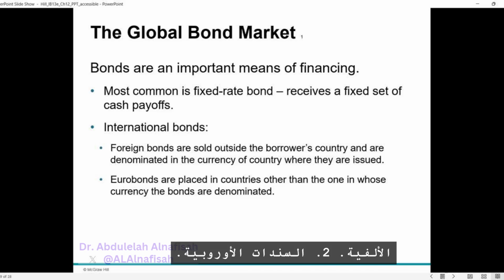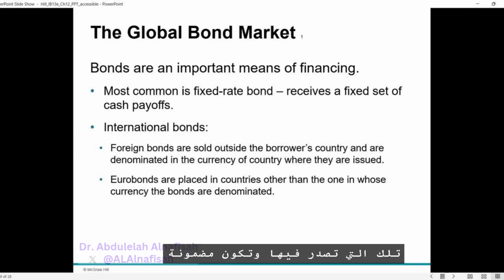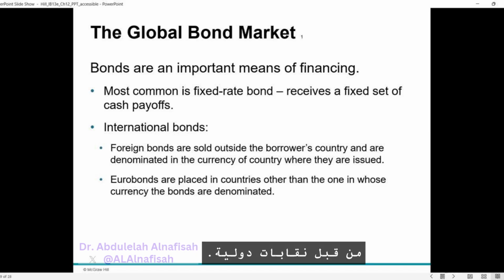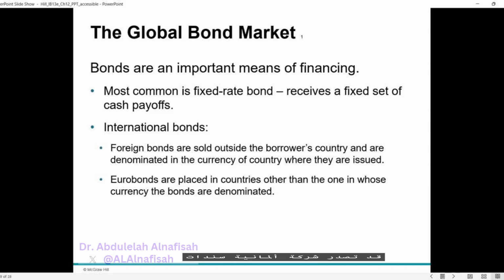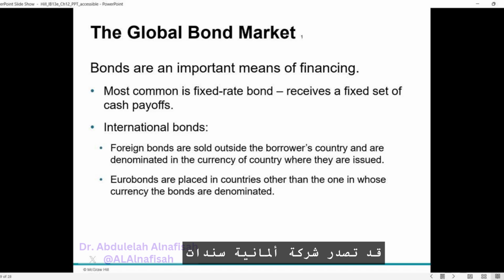2. Eurobonds. These are bonds denominated in a currency different from that of the country in which they are issued, and are underwritten by international syndicates. For instance, a German company might issue dollar-denominated Eurobonds sold outside the U.S. These bonds are popular among multinational corporations, governments, and international institutions, and are typically marketed in multiple countries simultaneously.